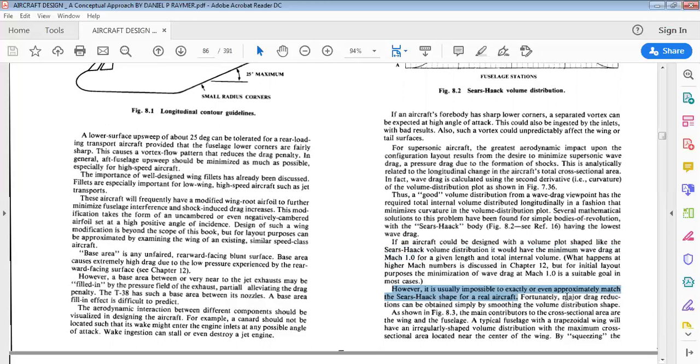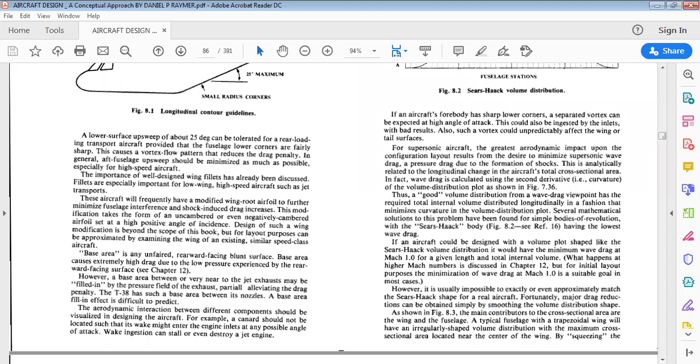Fortunately, major drag reductions can be obtained simply by smoothing the volume distribution. Just make the smoothing, and there will not be much loss. So we have to make the distribution shape smoother. Then turbulence will be less, and the laminar flow will be good.